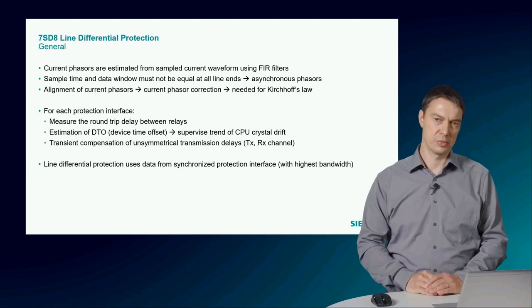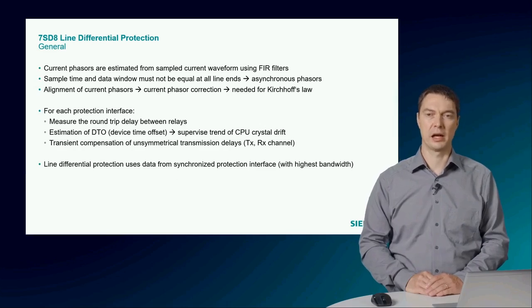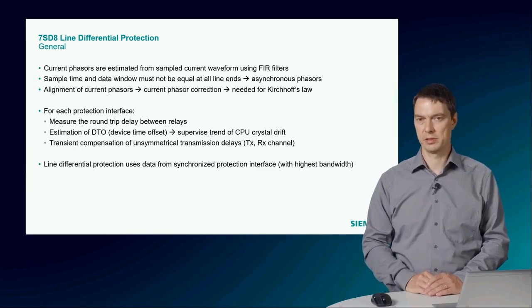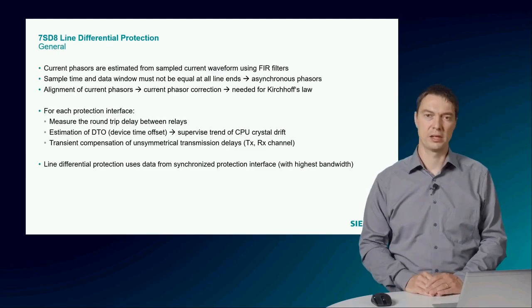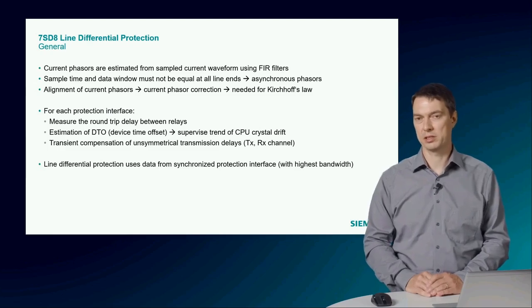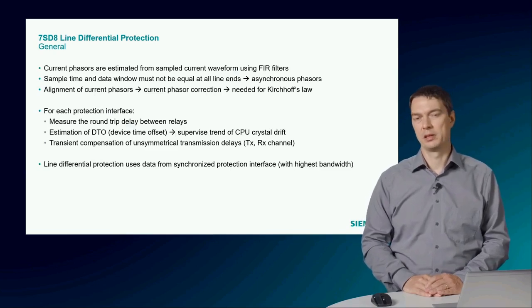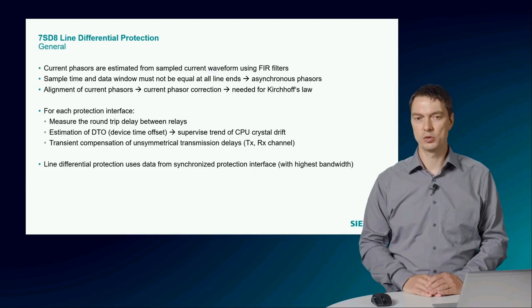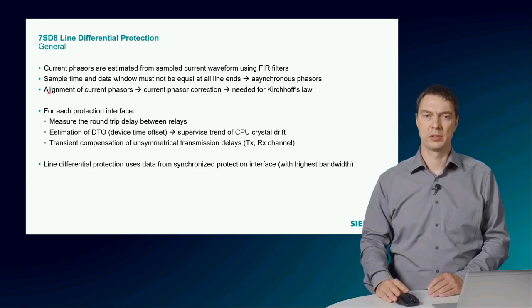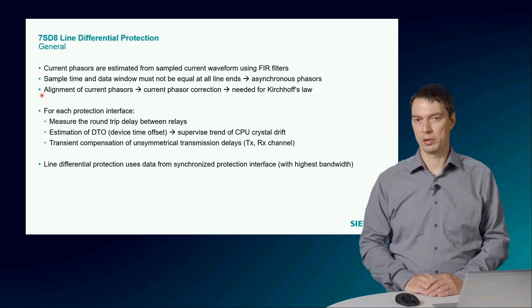The sample time and data window must not be equal at the line ends. So the sampling runs independent and asynchronous in the devices. This is also the case if an external synchronization is applied using a 1 pulse per second signal or a precision time protocol or 1588. These asynchronous phasors then need to be aligned in the devices before the Kirchhoff's current law can be applied.